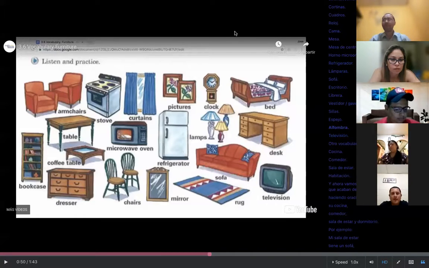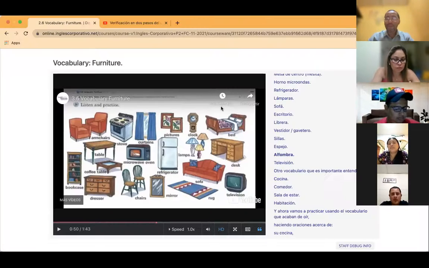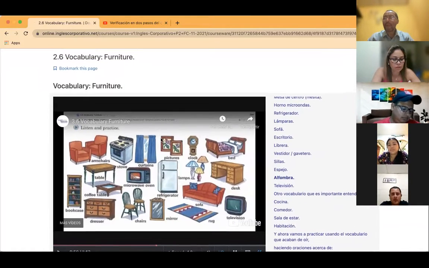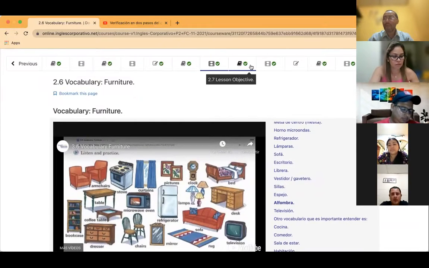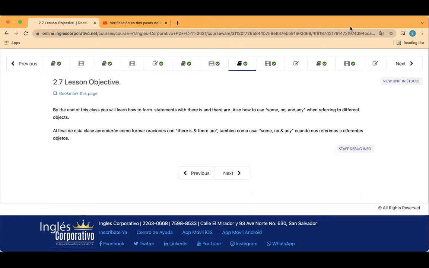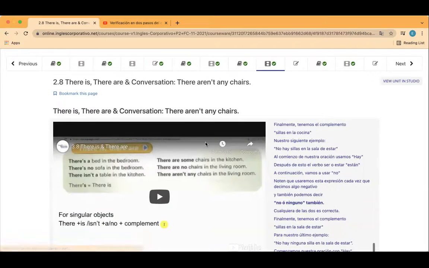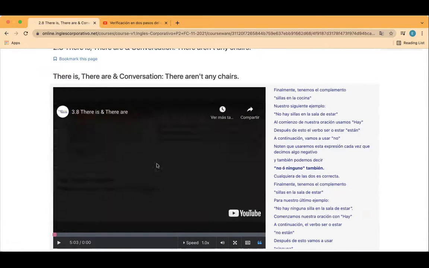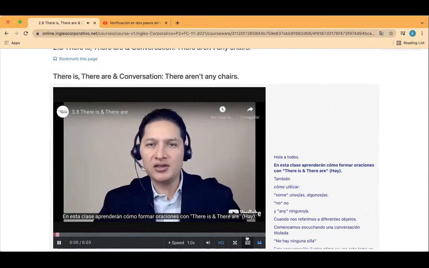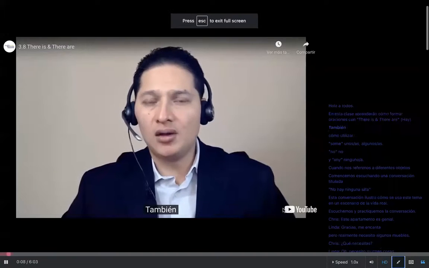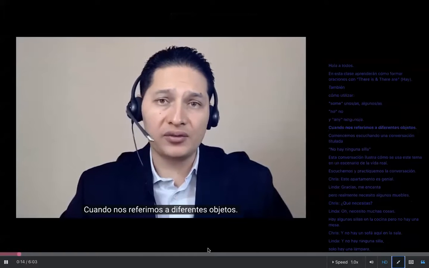No. Okay. Good. So today we're going to practice using the vocabulary to describe our house. How are we going to do this? We are going to use the expressions there is and there are, and then we're going to use some, no, and any. For this, we're going to watch a small video, okay? Either one is and there are. Also, how to use some, no, and any when referring to different objects.